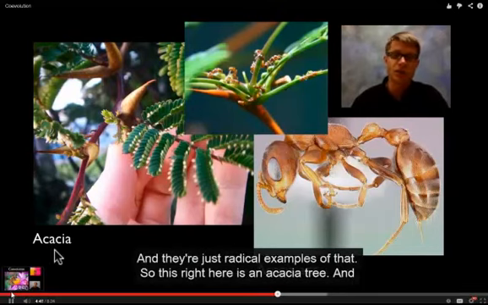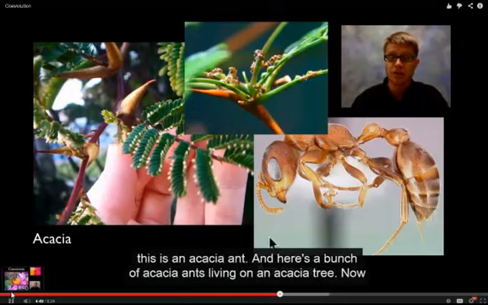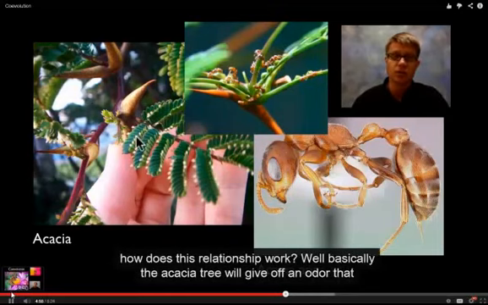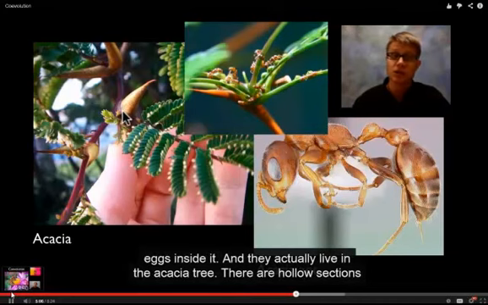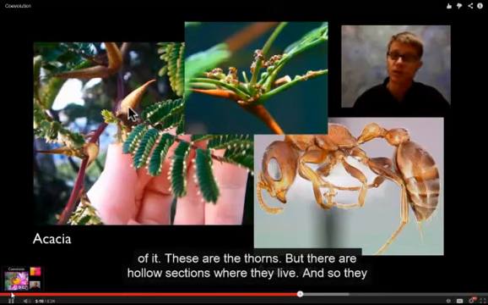And so this right here is an acacia tree. And this is an acacia ant, and here's a bunch of acacia ants living on an acacia tree. Now, how does this relationship work? Well, basically the acacia tree will give off an odor that attracts female queen acacia ants, and they'll be drawn to that plant. They'll lay their eggs inside it, and they actually live in the acacia tree. There are hollow sections of it. These are the thorns, but there are hollow sections where they live, and so they get a home.